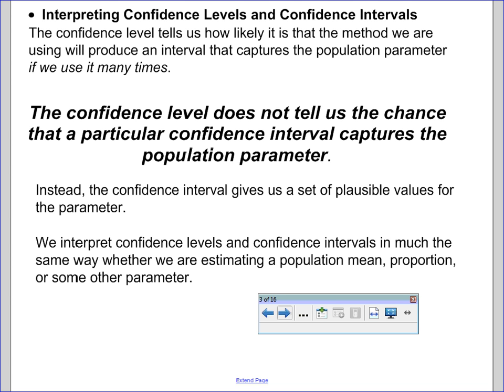And this is more of the same. The confidence level does not tell us the chance that a particular confidence interval captures the population parameter. It tells us what percent of all such constructed confidence intervals would capture the population parameter.